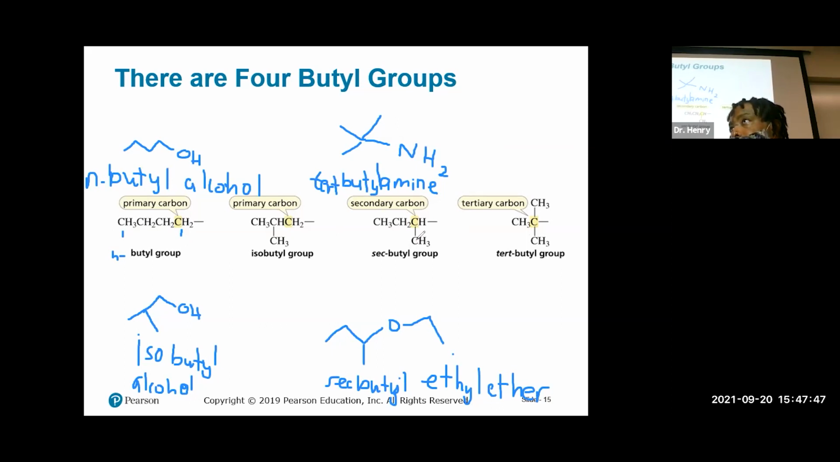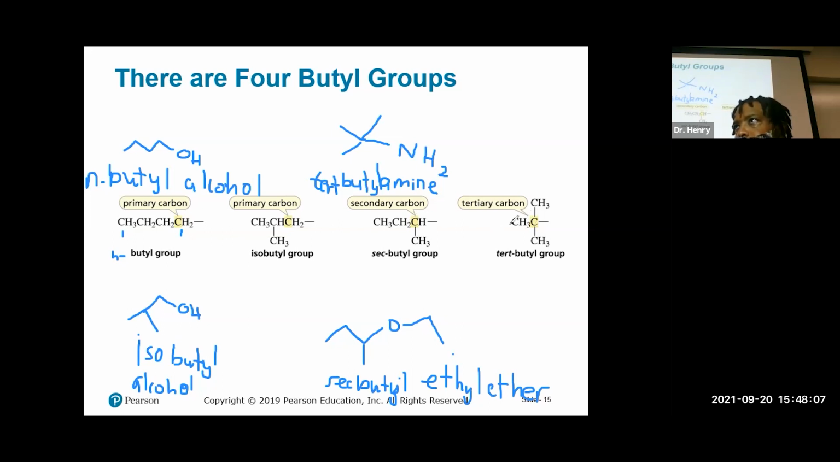And then secondary. And then primary, okay? You guys with me? So it's attached off the very first carbon, which is considered to be primary. This is the second carbon, it's coming off the second, secondary.